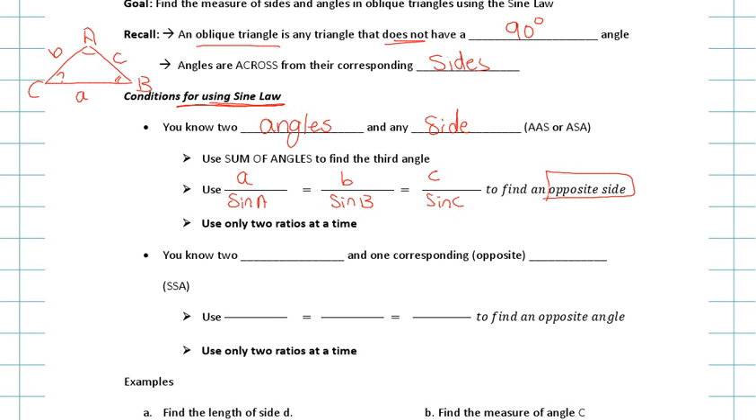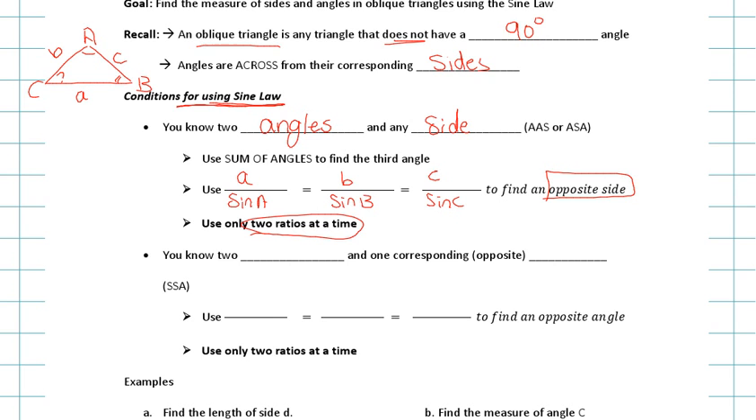Now, you can only use two ratios at a time, which means, let's say if you know a and you're looking for b, you're going to use the a and the b together. If you know c and you're looking for b, then you're going to use the b and the c. You're going to forget about the a. You can't use all three at the same time. You have to only use two: the one that's given to you and the one that you're looking for. Is that clear? Okay.